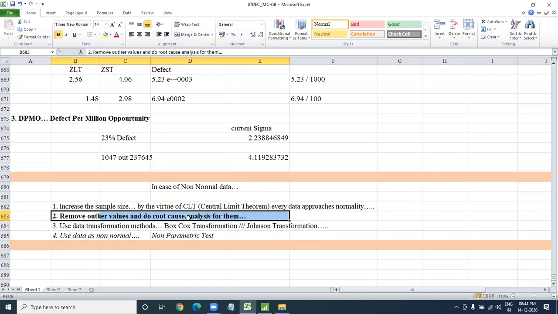But keep this in mind: whenever you remove any outlier value, exceptionally high or exceptionally low, you must do a root cause analysis. Use the remaining data, but understand why that happens so that you can keep that in mind going forward. So you'll be able to safeguard yourself.